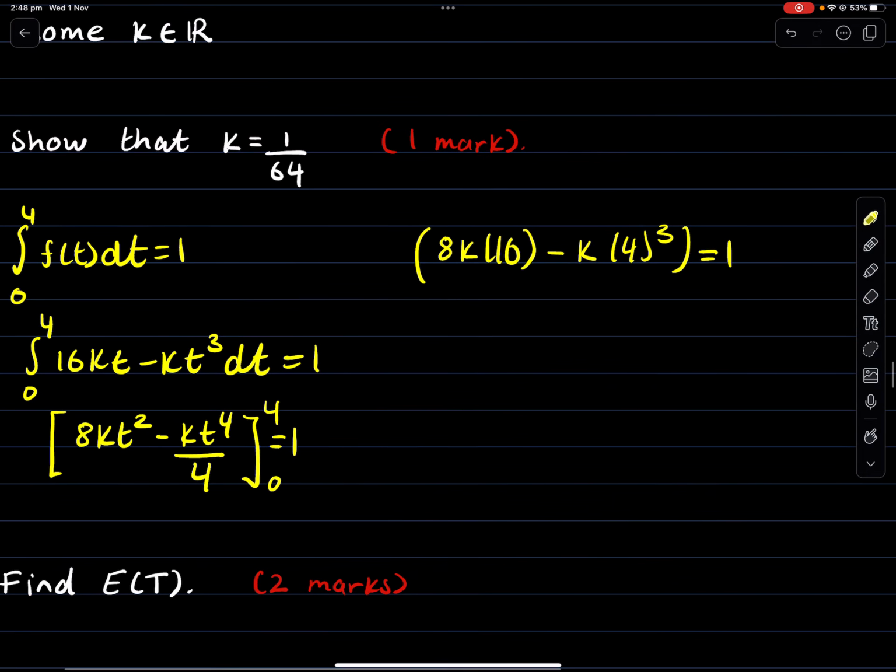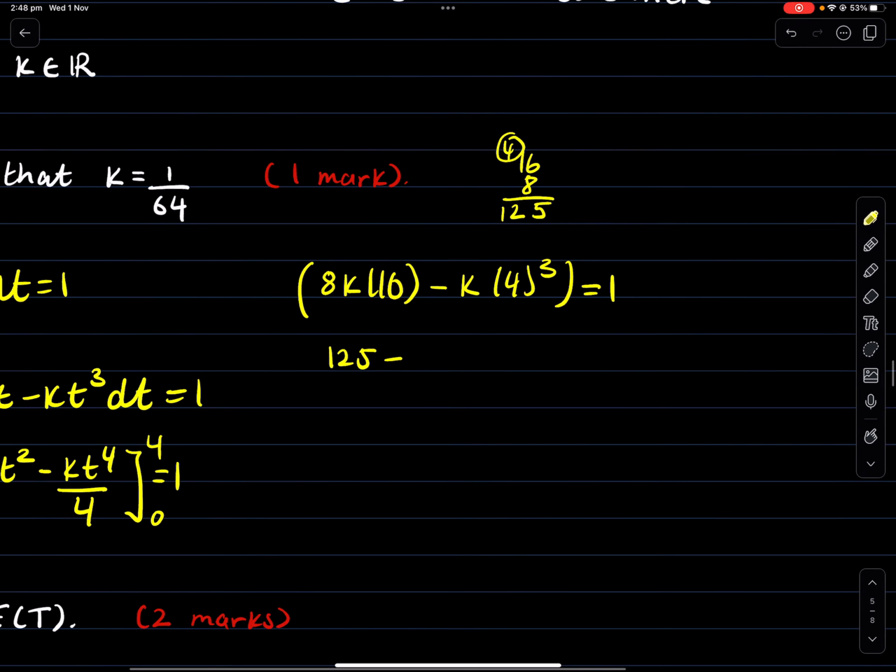So 16 times 8, wow, 16 times 8, 45, 8, 9, 10, 11, 12. So 125. Is that right? 45, 8, 12. Okay, so this will be 125 minus, so what's 60, so 25k minus 64k equals 1.